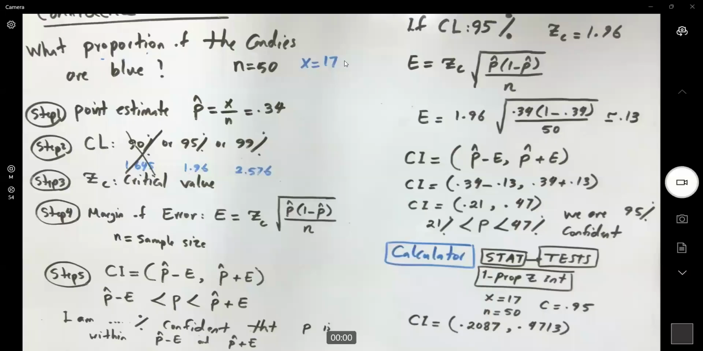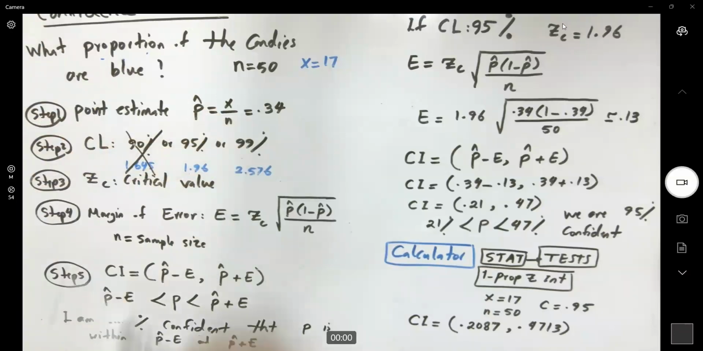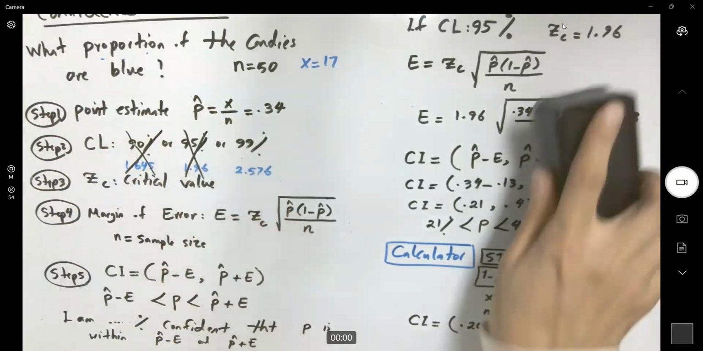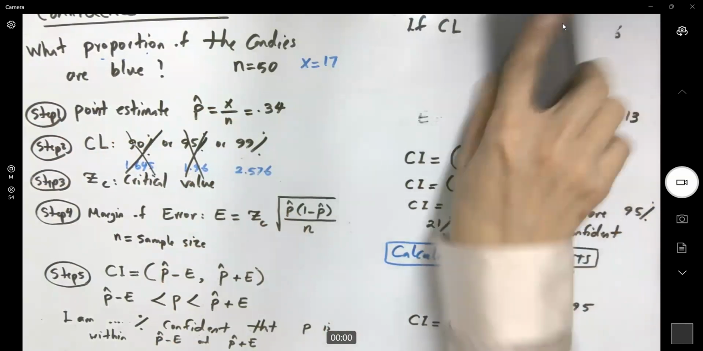Okay, so I have a question for you. Now let us move on to 99% confidence level. What if we have 99% confidence level? What is our confidence interval then?